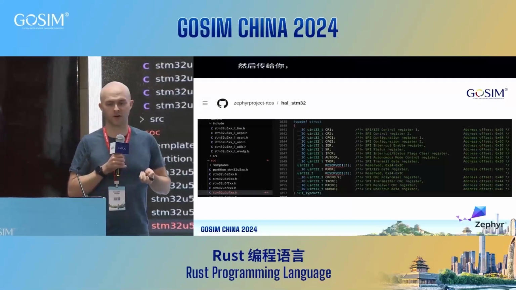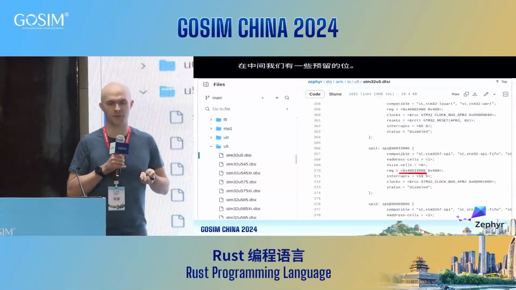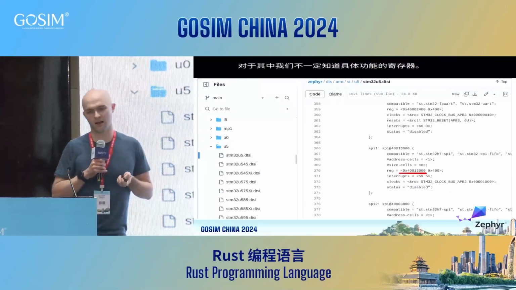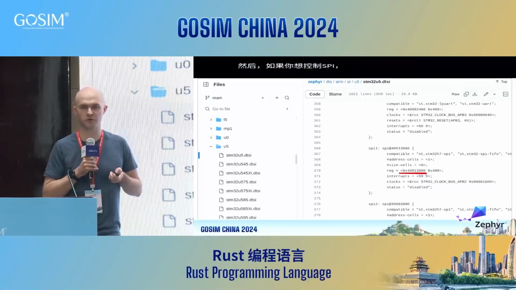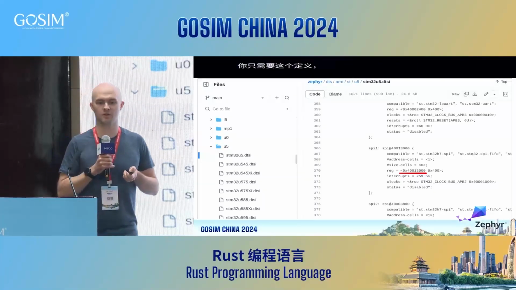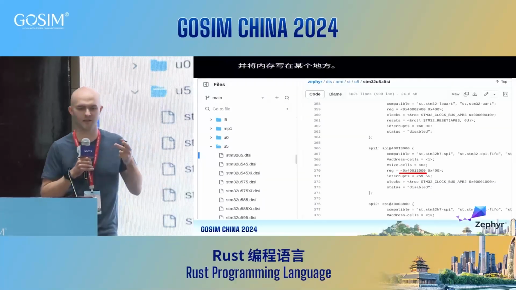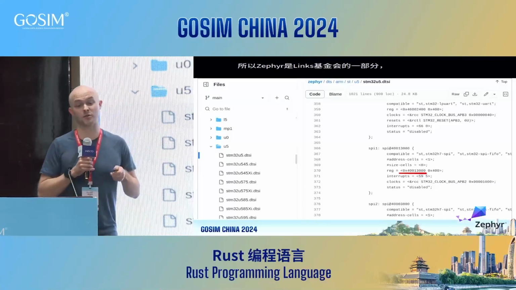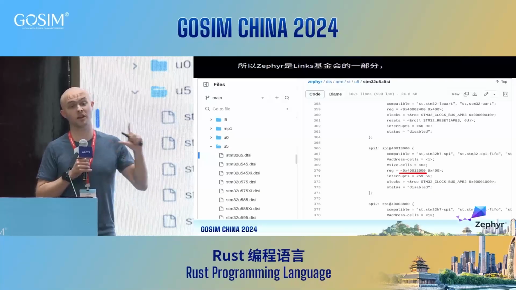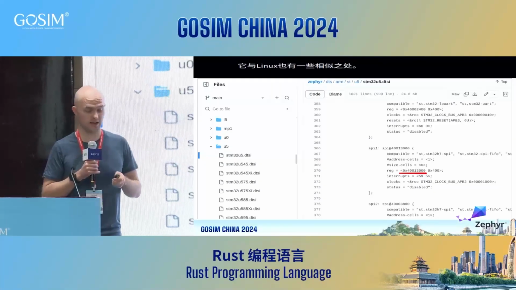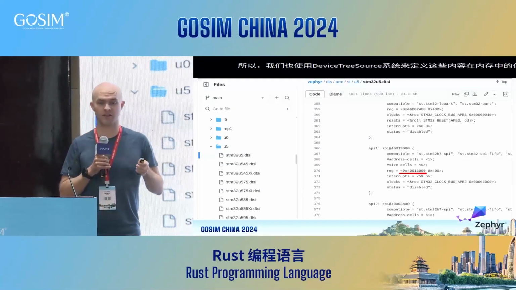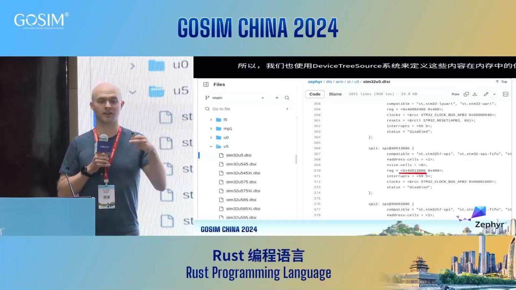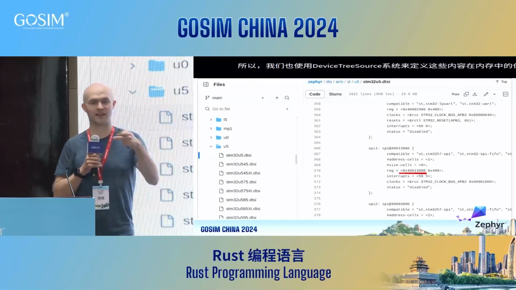Zephyr is part of the Linux Foundation, and they have some similarities to Linux. They also use the device tree source system to define where these things are in memory. Here you see for SPI1 the address again, for where this struct is actually located. So if you write to an instance of SPI1, given the format in that struct, you end up at the correct address.